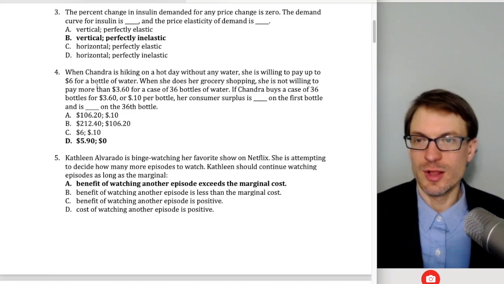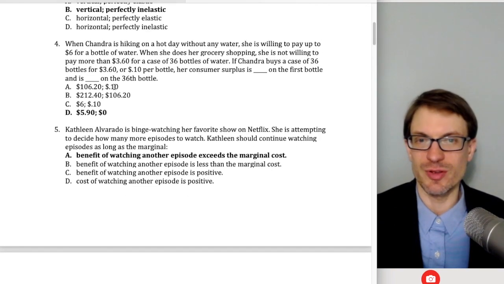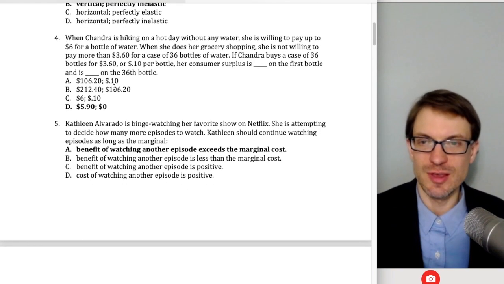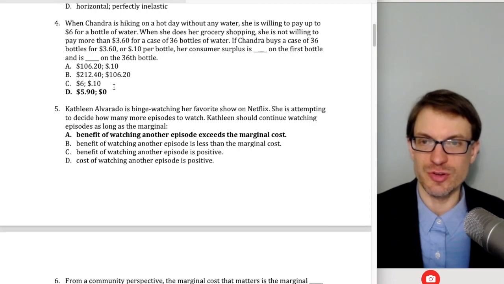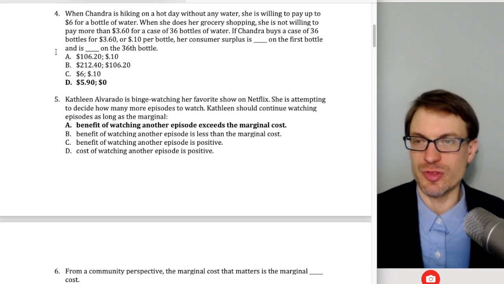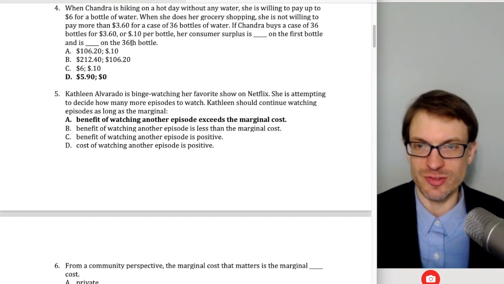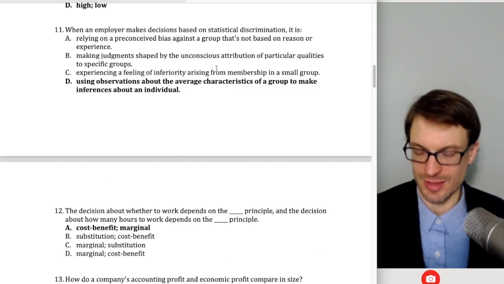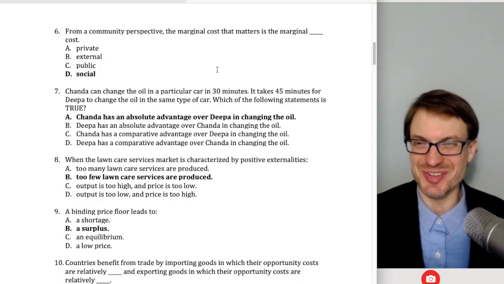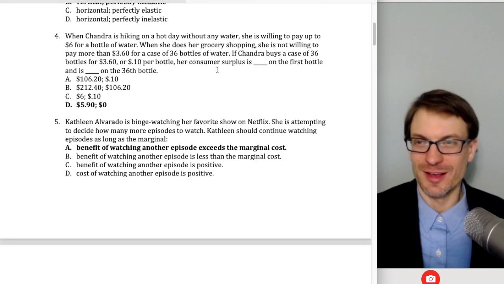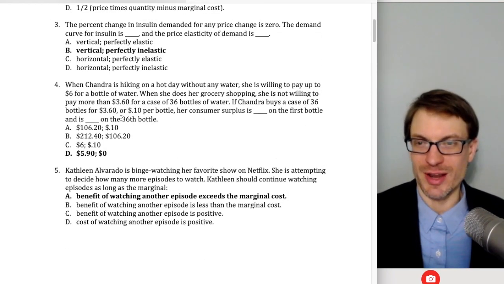All right, hiking on a hot day without water, they're willing to give up $6 for a bottle of water. When they do their grocery shopping, they're not willing to pay more than $3.60 for a case of 36 bottles of water. If they buy a case of 36 bottles for $3.60, or 10 cents per bottle, their consumer surplus is on the first bottle and then on the 36th bottle.